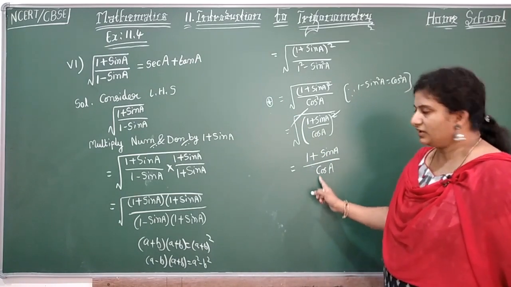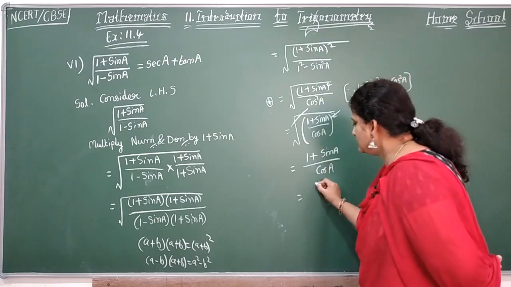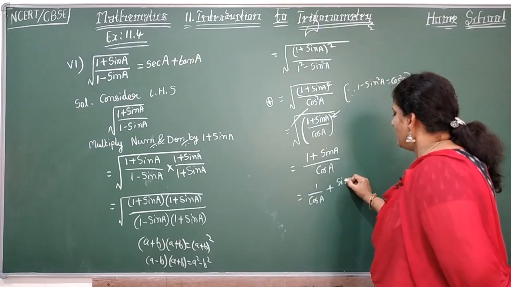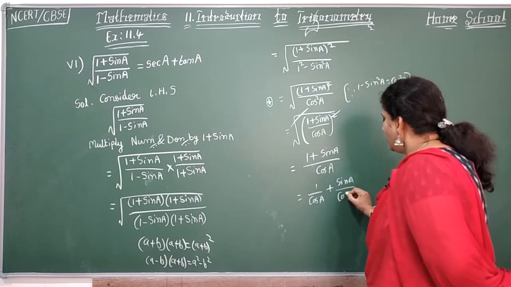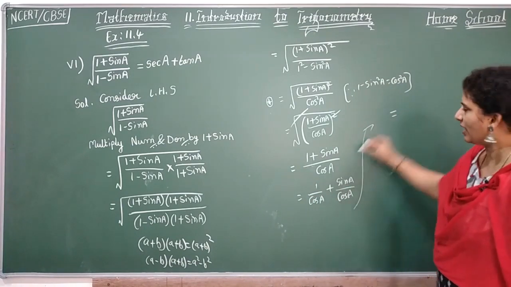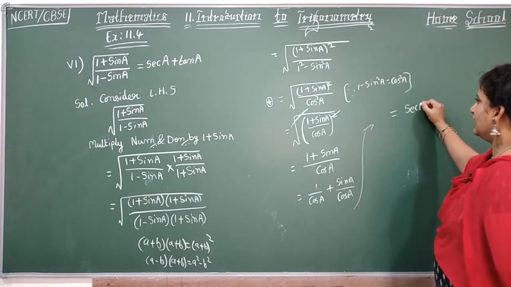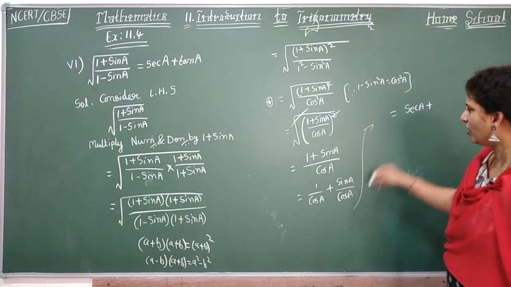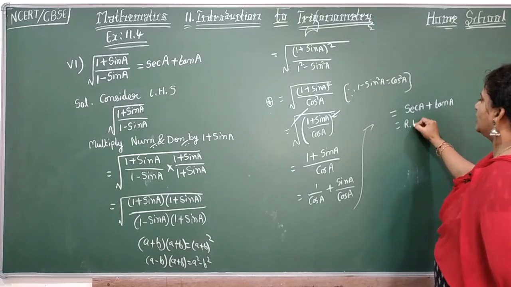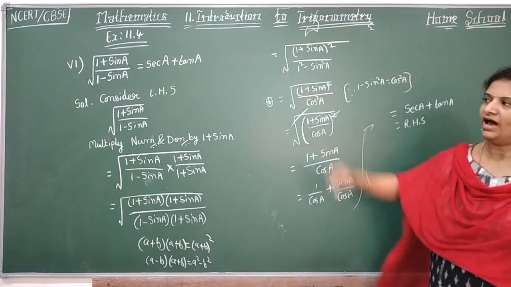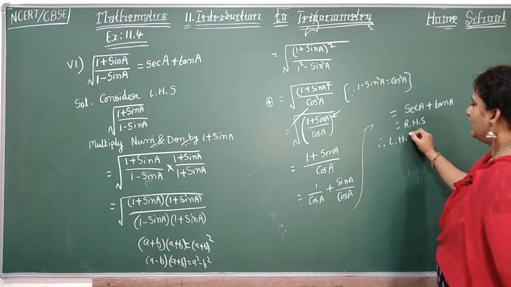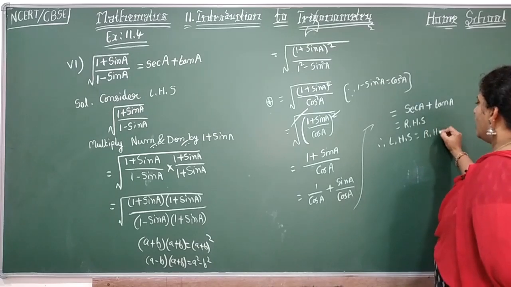Now, split this denominator for both. That is 1 by cos A plus sin A by cos A. What will it be, children, here? Let me write it here. That will be equal to 1 by cos A, which is secant A. And what is sin A by cos A? It will be tan A. Now look over there, children. It is equal to the right hand side. What you have, same it is. Therefore, what can I say? Therefore, LHS is equal to RHS.